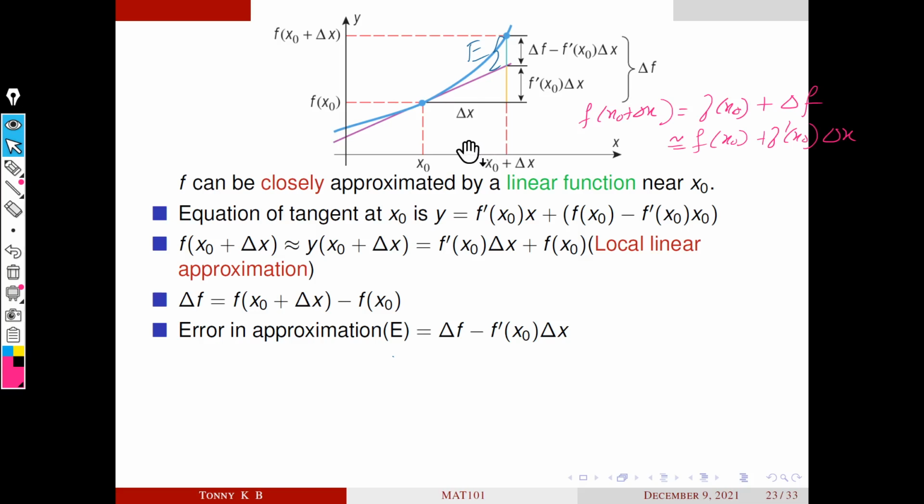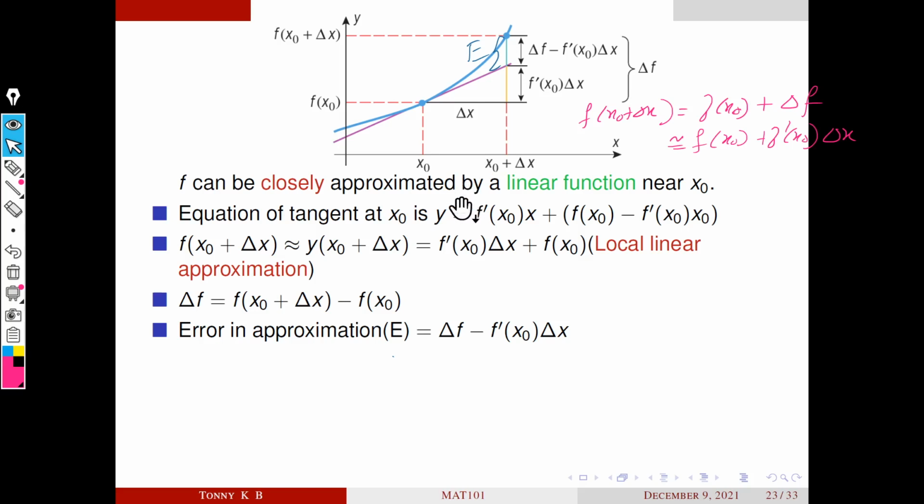Next we have to check how good this approximation is. My claim is this error is less than the distance between these two points, that means this error is less than delta x. So whenever delta x is small, that means the approximation is very close to x naught, then our error is less than the distance between these two points. So when the points are close together, the error is very, very small.